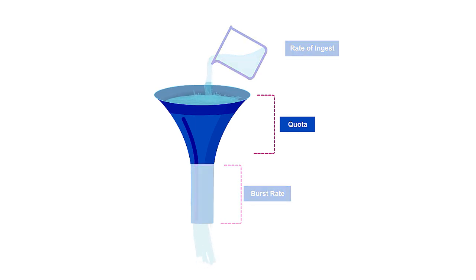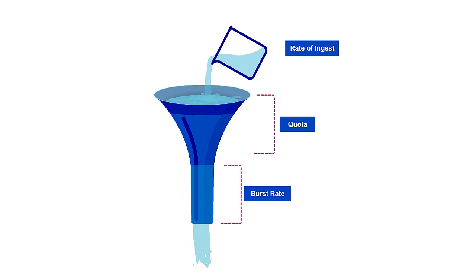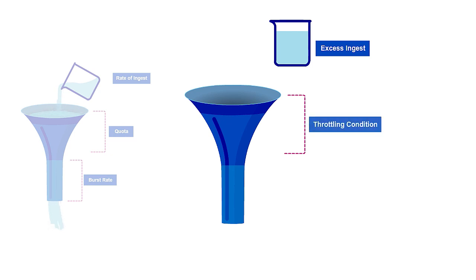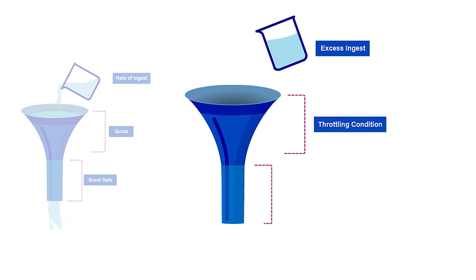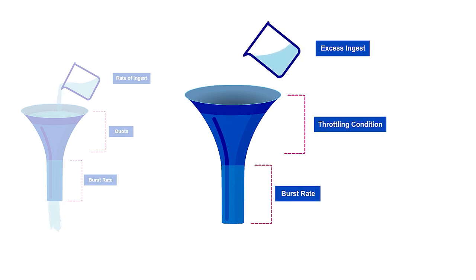If you go over your burst rate, Sumo Logic doesn't throttle you immediately. You'll have leeway as the top part begins to fill up with data. If your rate of ingest is still equal to or less than your burst rate, your data is going to fall right through, like water in a funnel, and you won't encounter any problems. If the rate of ingest is larger than what your burst rate is going to allow, then the top part of the funnel is going to fill up. As long as this funnel is still filling up, you're not going to get throttled.